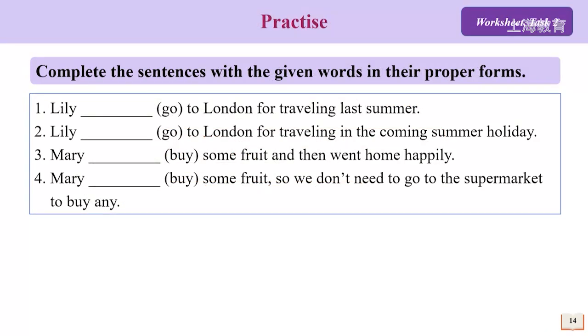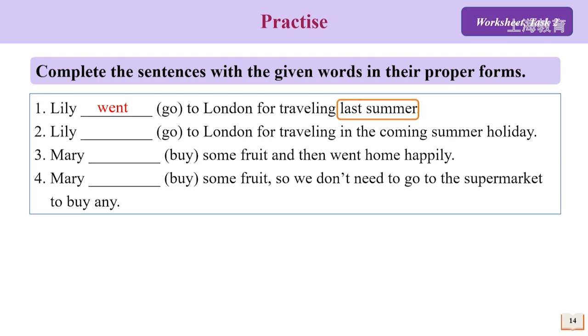Let's have another try. Complete the sentences with the given words in their proper forms. Take out your worksheet and finish task 2. Let's check the answers. 1. Lily went to London for traveling last summer. Last summer is a finished time, so we use the simple past tense here.